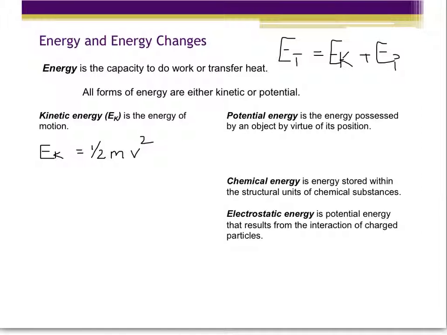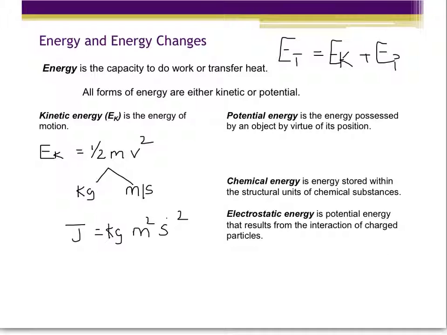That mass is given in a unit of kilograms, and the velocity is given in a unit of meters per second. And so from there we get our energy unit, which is joules: kilogram meter squared per second squared.